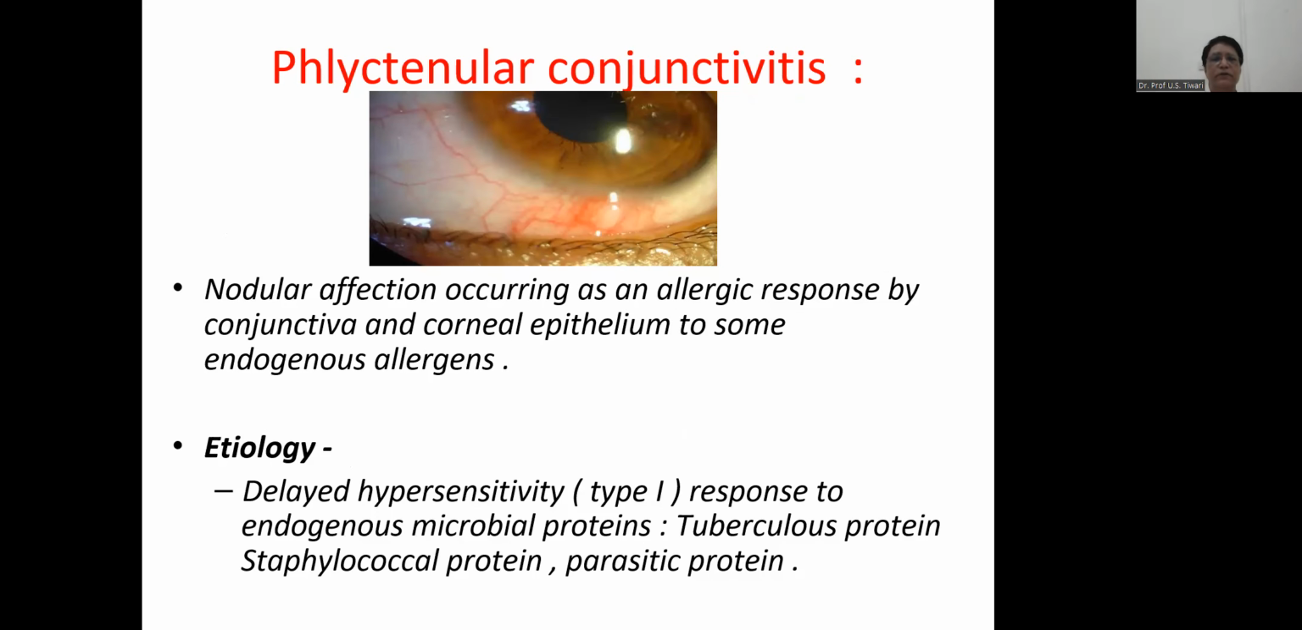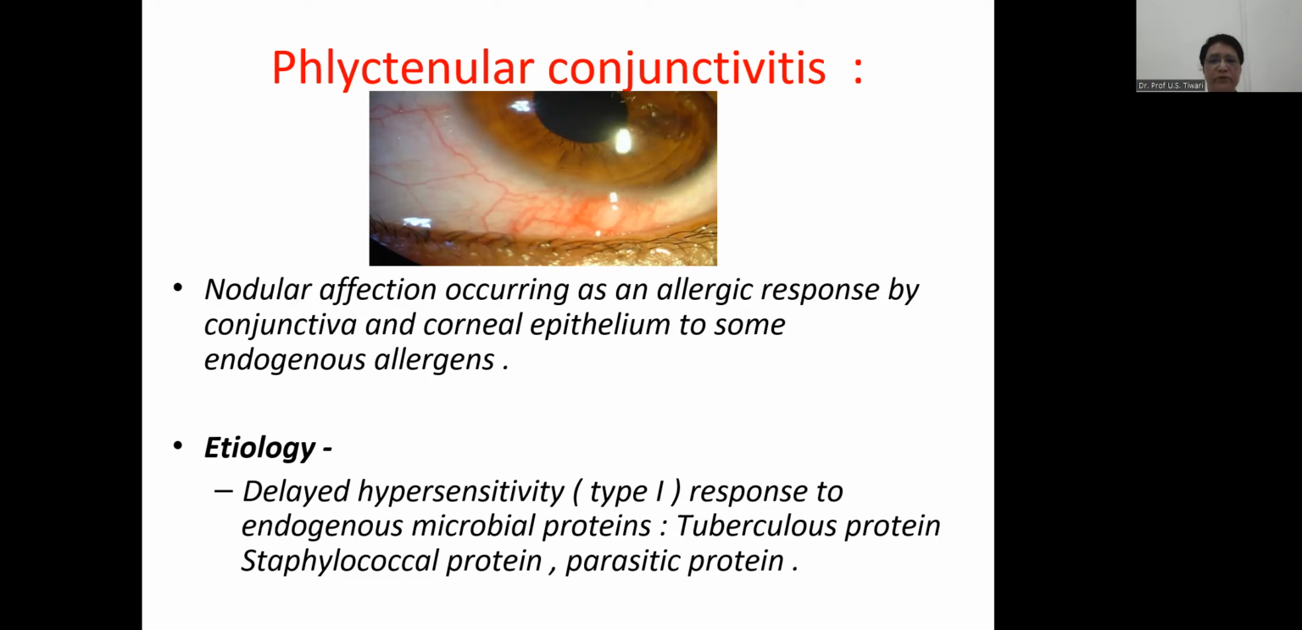Another condition in that group of allergic conjunctivitis is phlyctenular keratoconjunctivitis, or phlyctenular conjunctivitis. It is a nodular affection occurring as an allergic response of the conjunctiva and the corneal epithelium to some endogenous allergen. So this is different from the vernal keratoconjunctivitis. Here, the sensitivity or allergy response is due to the endogenous allergens.